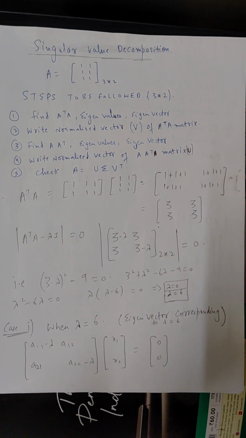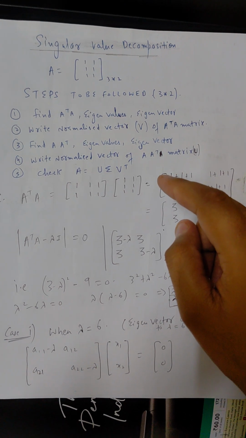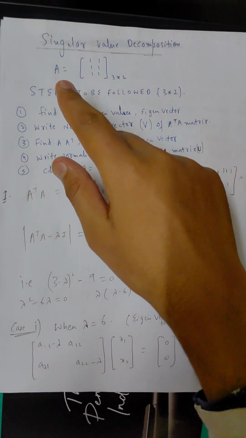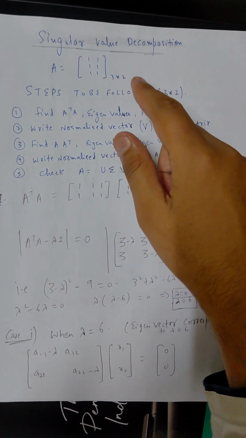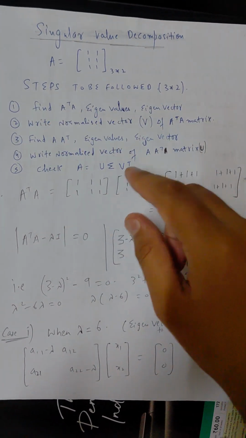In this video I am going to explain the singular value decomposition problem. Here I have been given the matrix A. It is a 3 cross 2 matrix. These are the steps that we have to follow. There are a total of 5 steps that you need to follow.